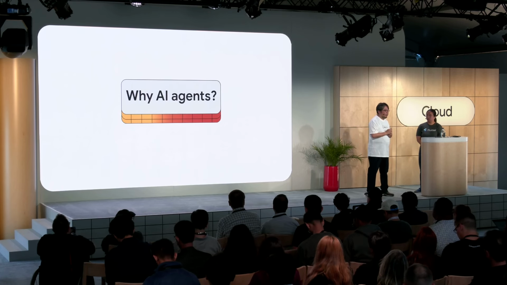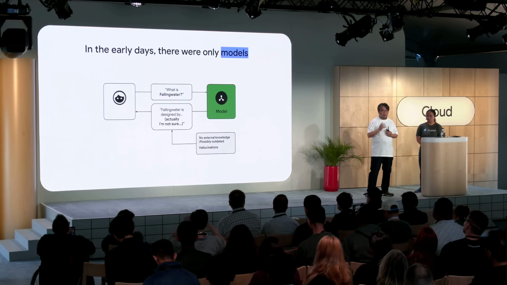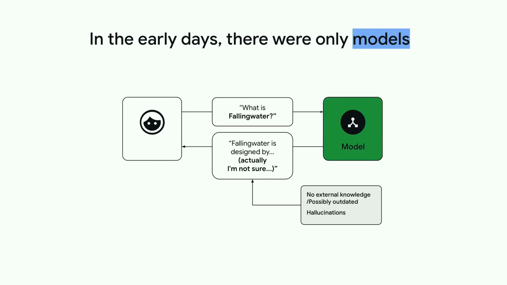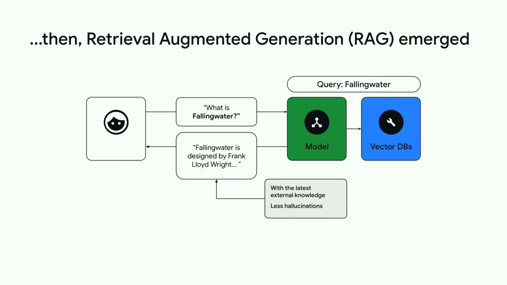Why do we need an AI agent? In the early days of generative AI, many people were using LLM models alone without any external data store. So they could possibly get outdated information, not have any access to proprietary data, or maybe see hallucinated answers. That's the reason why we started to hear the new buzzword called RAG, or Retrieval Augmented Generation. That is all about connecting or grounding the LLM model with an external data set.